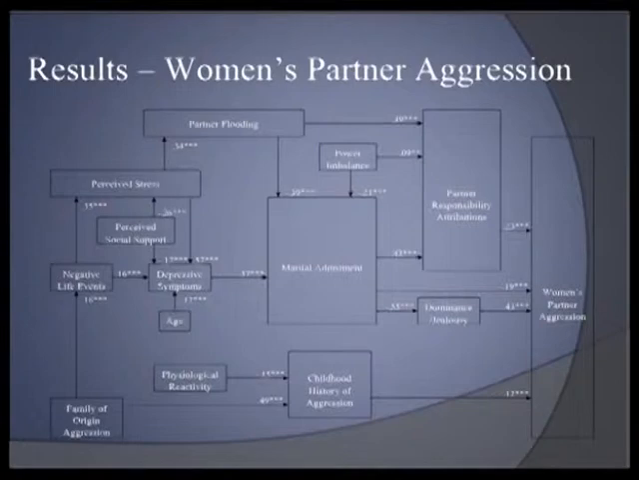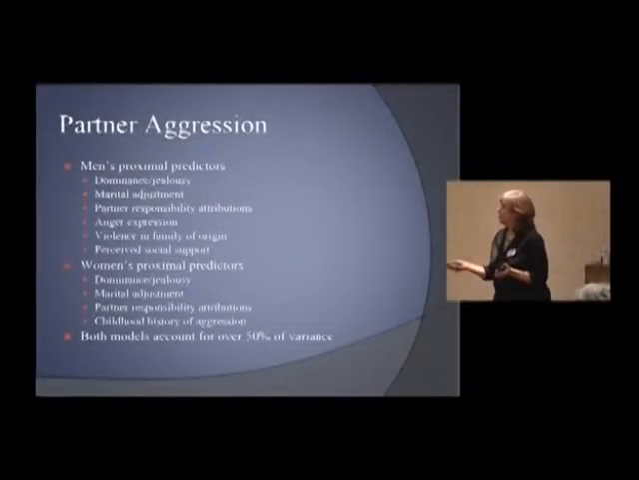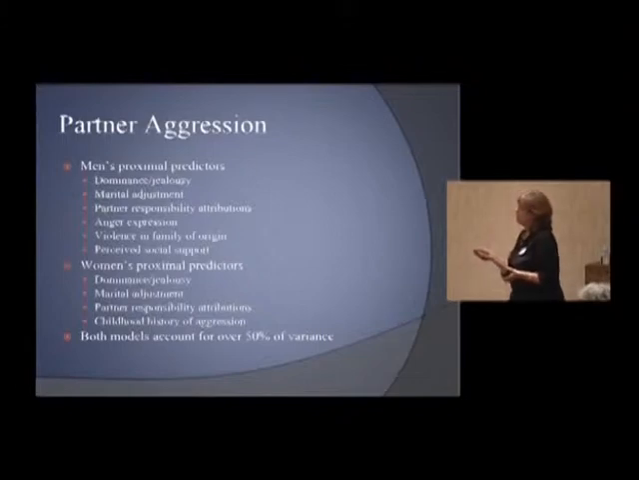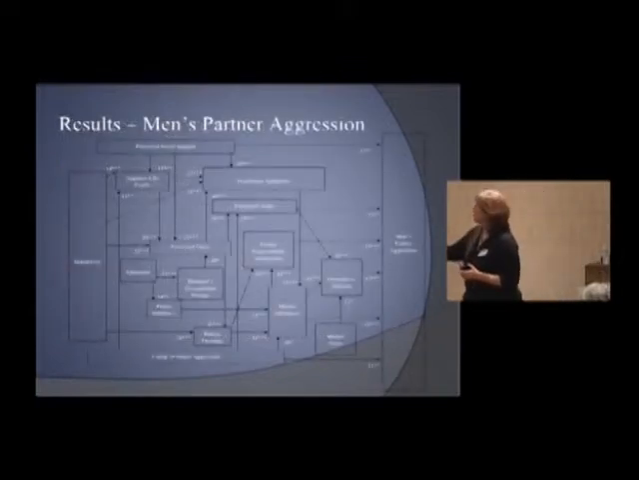Women's partner aggression. And so, the boiled down part. The proximal factors for men were dominance and jealousy, marital adjustment, partner blaming attributions, their anger expression style, violence in their family of origin, and perceived social support. Each of those things accounted for some unique variance. That means that they had a direct path to aggression with no other intermediate variables, whereas all these other things out here had to work their way through other variables.